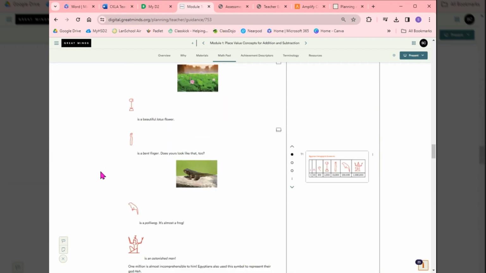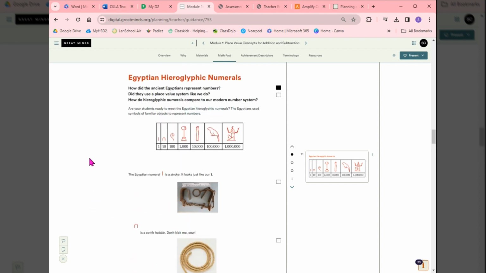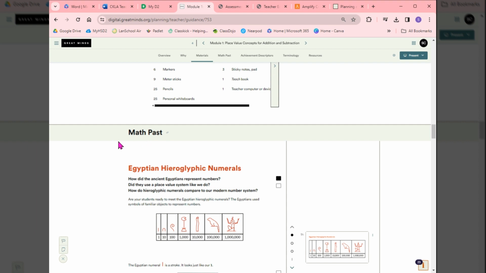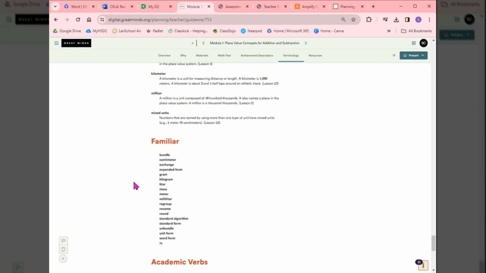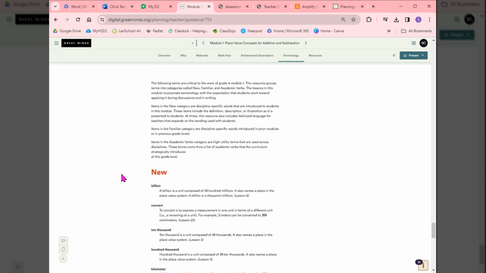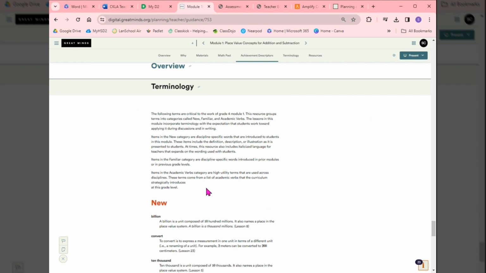Math Past is very interesting. There's always some type of art approach, like a multiple disciplined approach to Eureka Squared. In this particular unit, it's a math past. Sometimes it's an art connection. So reading through this can help you when you get to that particular lesson understand the ins and outs of that particular lesson.